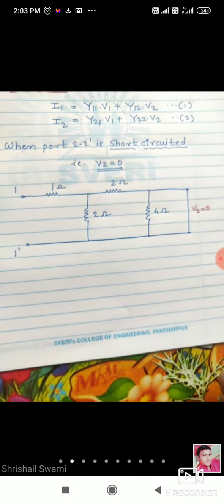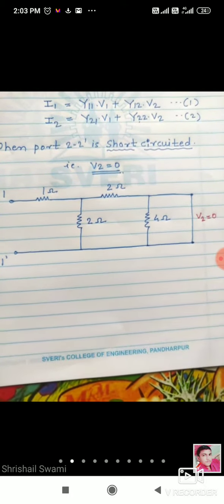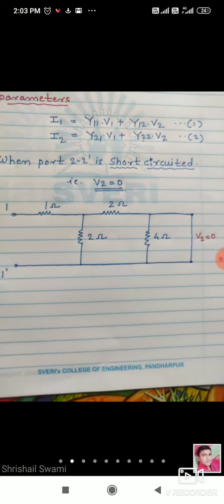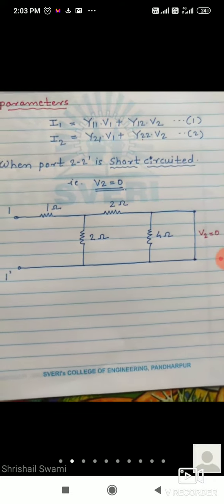Now before doing something, what you are writing here? V2 equal to 0. We have to draw the circuit once again. Why? Anyone can tell why we have to redraw the circuit once again?